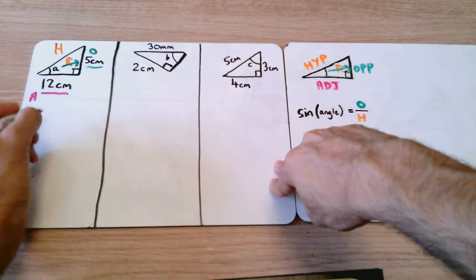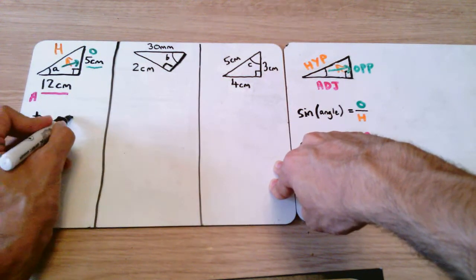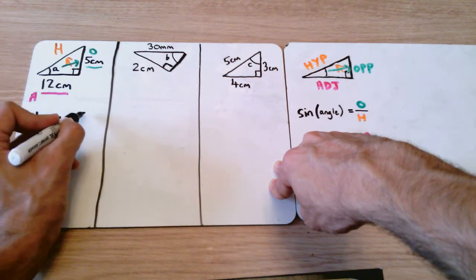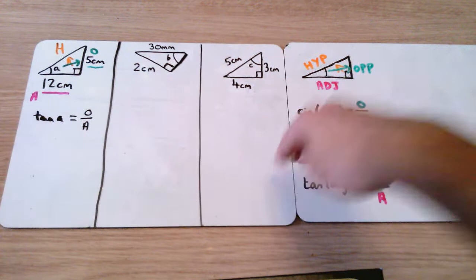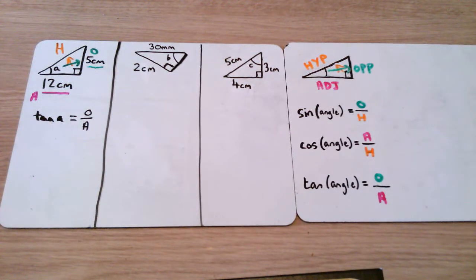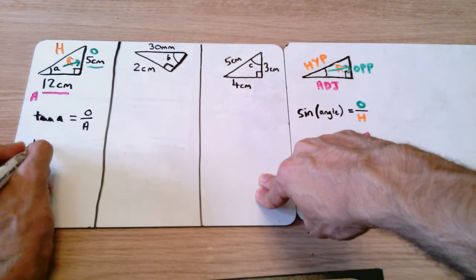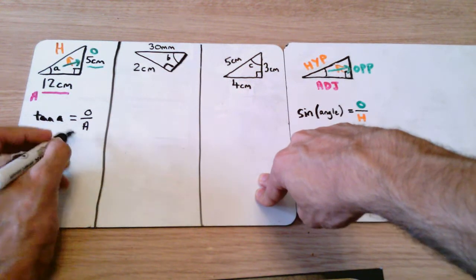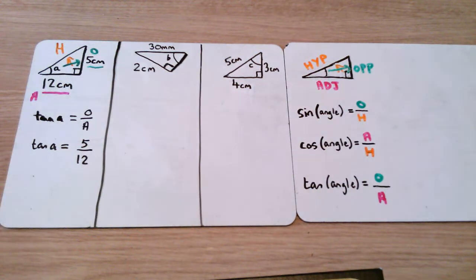That means that tan of the angle, which in this case is A, is equal to the opposite divided by the adjacent. I always label the formula first. I make sure that we have the proper formula. We then substitute in tan of A is equal to the opposite, which was 5 divided by 12.